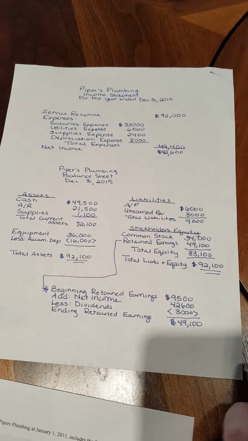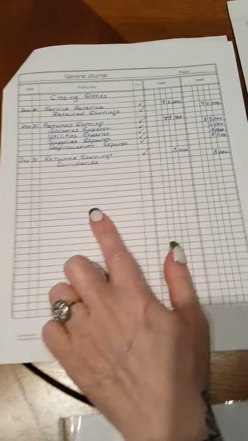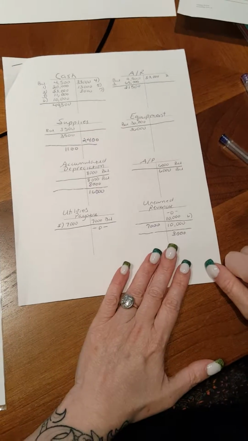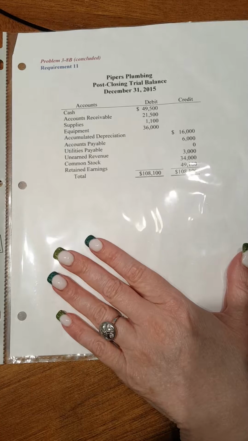We're then required to do the closing entries to close out all of our temporary accounts. Again, we go to the T accounts and update them. And the last step is to do that post-closing trial balance, and we're ready to start the accounting cycle again.